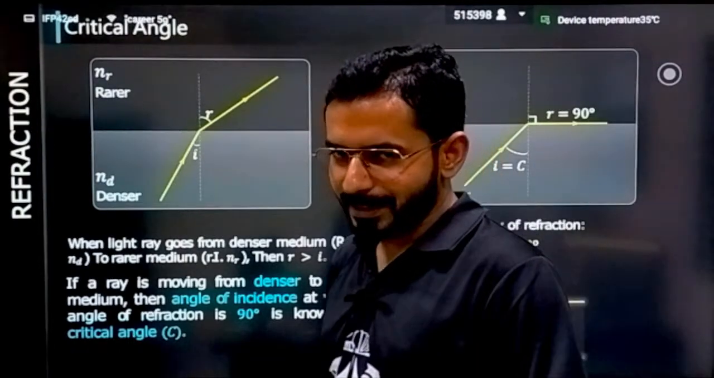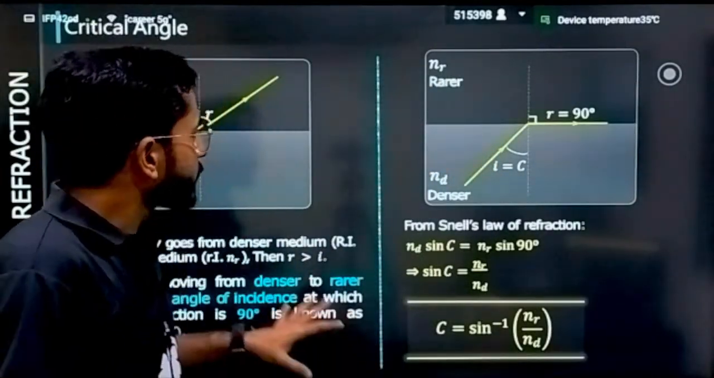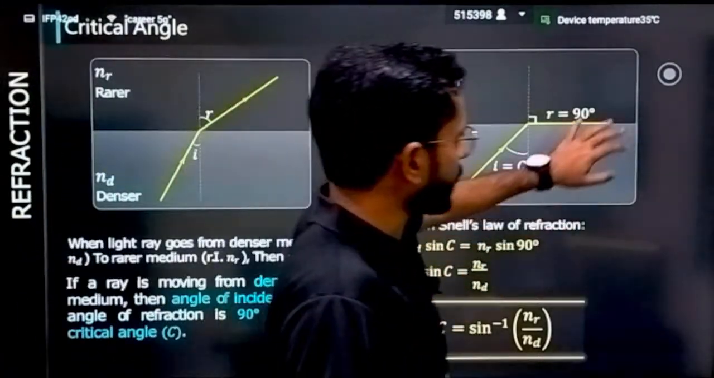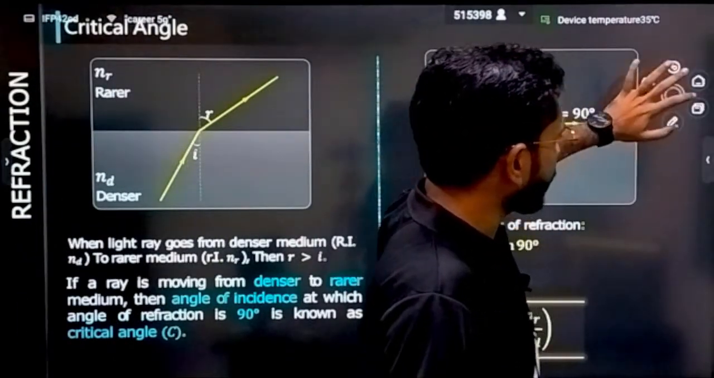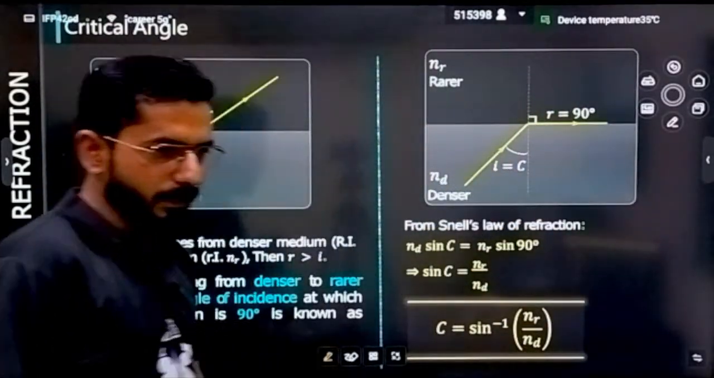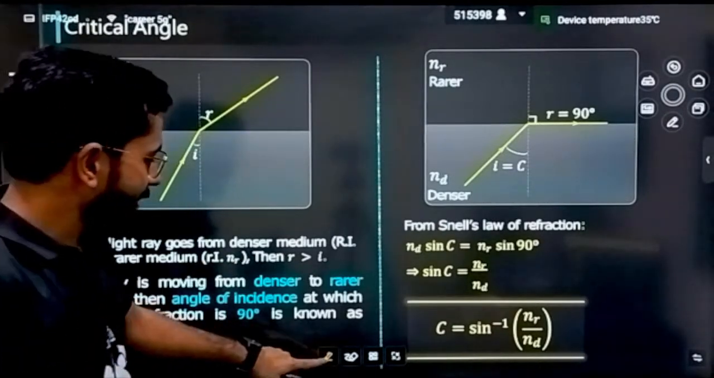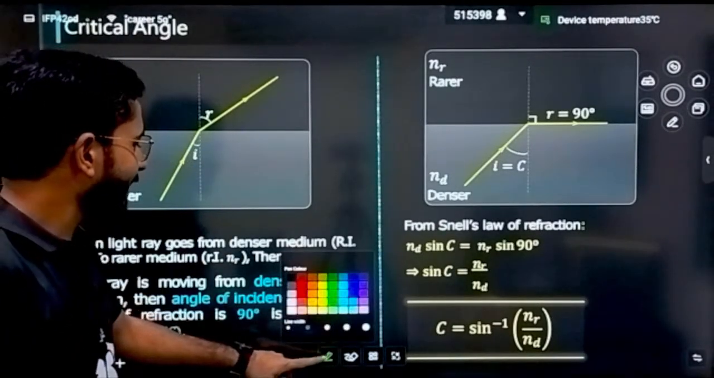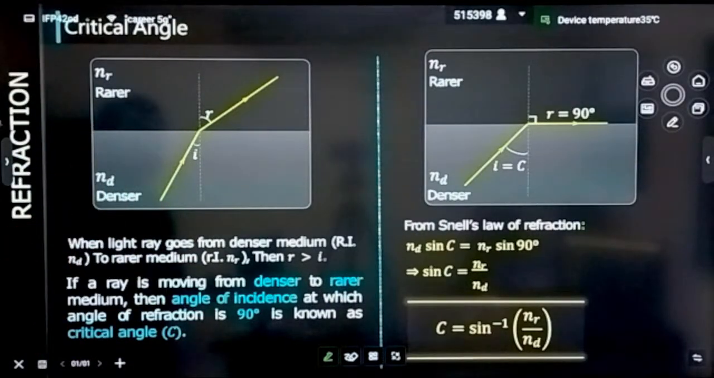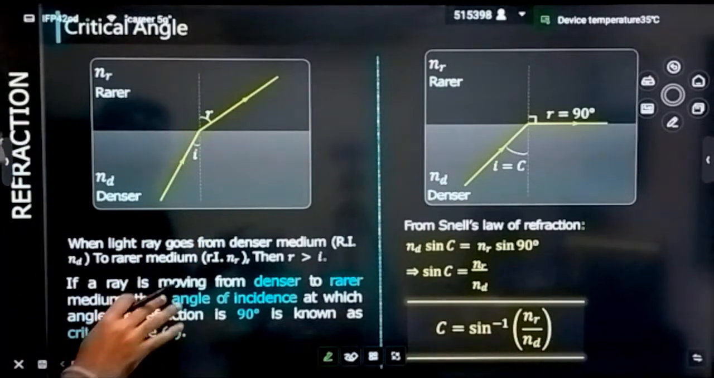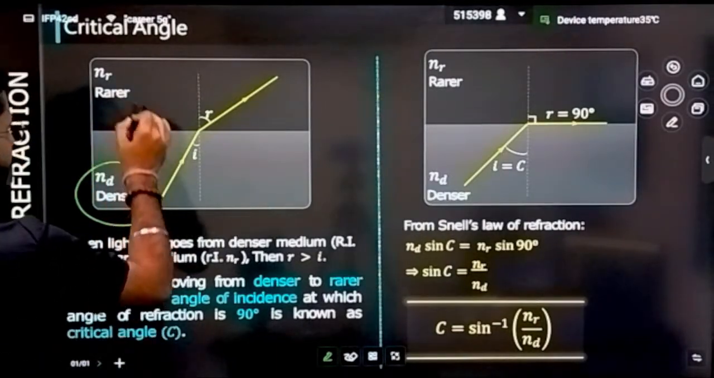Let's start the topic TIR. So the first thing is critical angle. What is critical angle? Before starting TIR, you have to understand what is critical angle. Basically, TIR happens when you are going from denser medium to rarer medium.